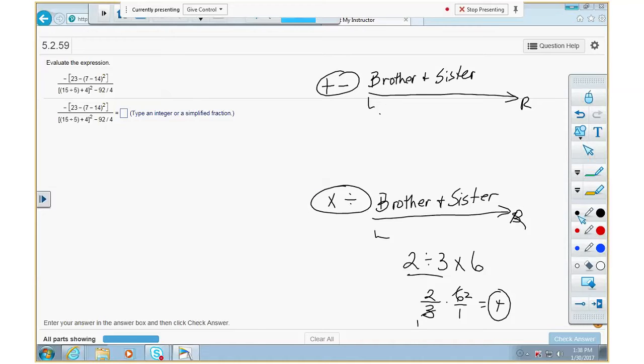But if you were to use please excuse my dear Aunt Sally, you get 3 times 6 is 18. 2 over 18 is 1/9. And 1/9 is not equal to 4.